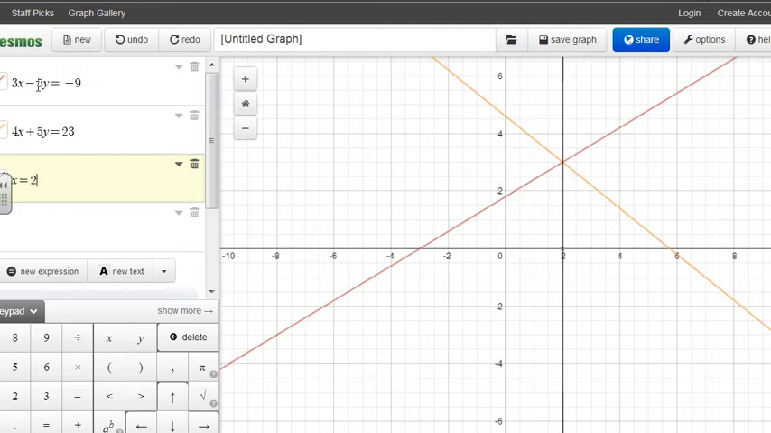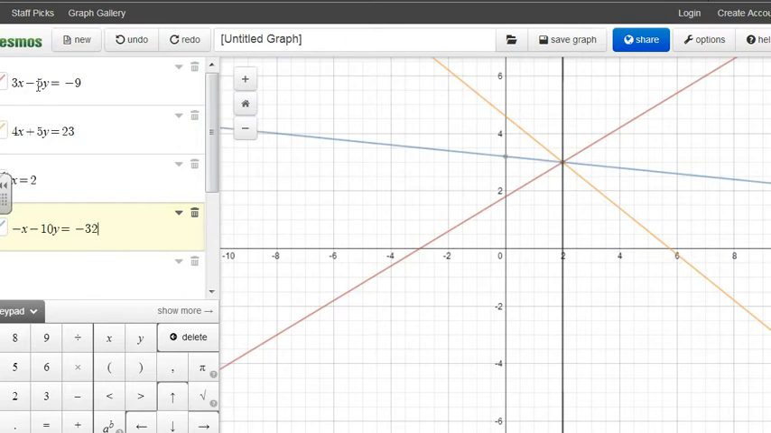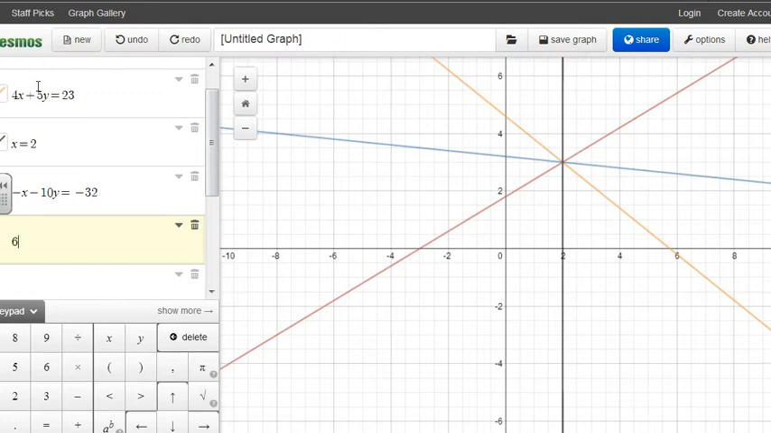What if we subtract one equation from the other? What would we get? Negative x minus 10y equals negative 32. A different line, but where's it going? Through the same point of intersection, right? What if we take a multiple of one of these lines? Let's multiply this by 2. Let's do the other one then: 8x plus 10y equals 46.